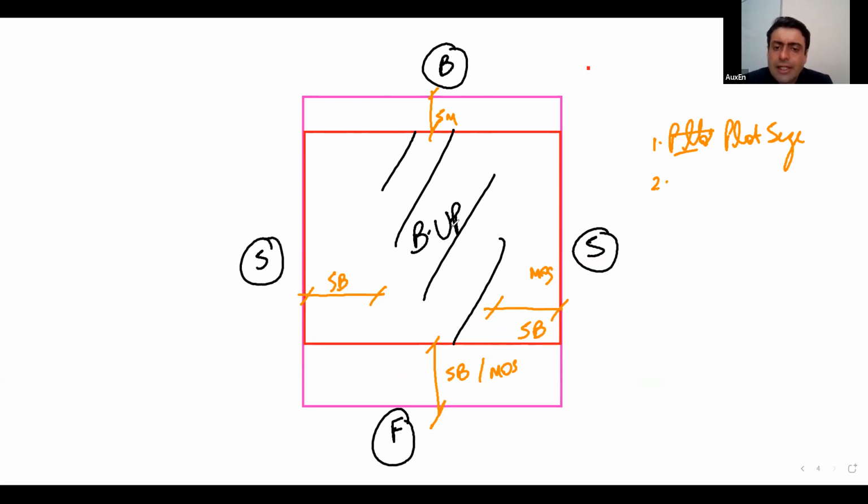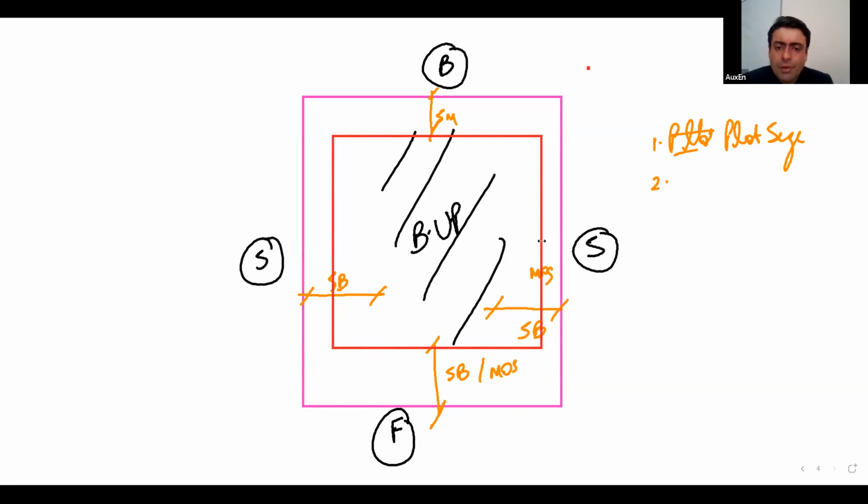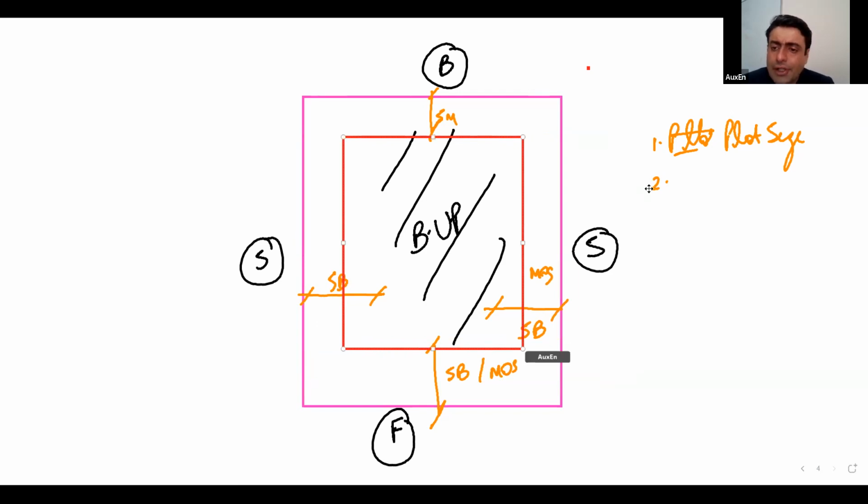So based on plot size, side setbacks may not be required. You may have to just leave the open space at front and back. For certain plot sizes, you will have to leave open spaces on all sides. This is the first criterion to decide the open spaces or setback line.